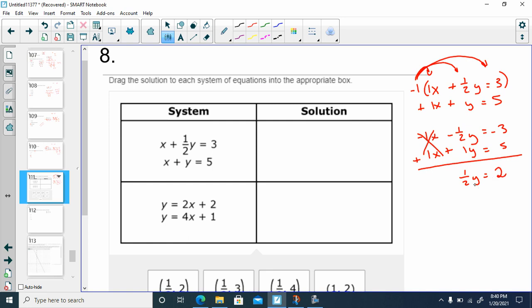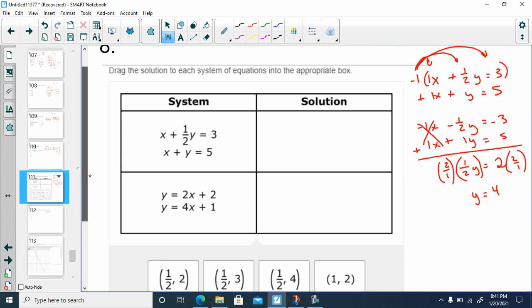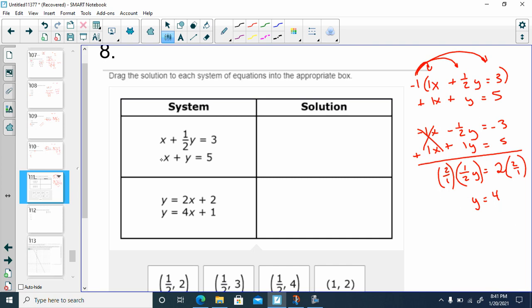That being the case, guys, what do? I'd multiply by the reciprocal. The reciprocal of 1/2 is 2. And y would be equal to 2 times 2, which is 4. So I'm looking for one of these answers that's got 4 for the y. There's a couple of them, so let's find out what the x is.